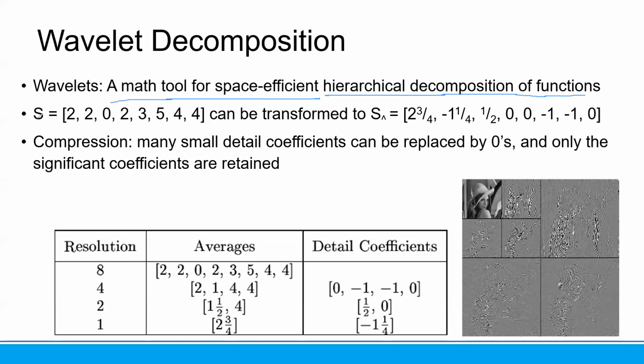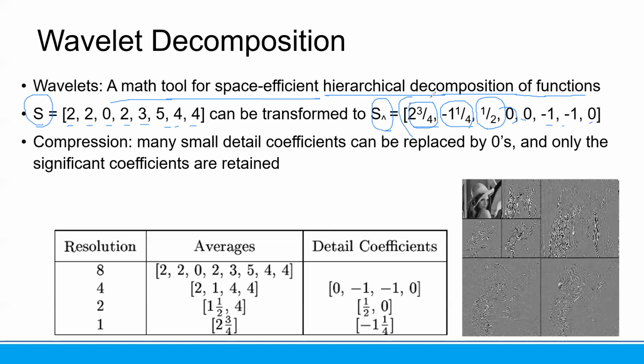Let's say I have S, a tuple with the values 2, 2, 0, 2, 3, 5, 4, 4. After we transform it with the wavelet decomposition, this is the result, the wavelet coefficients: 2 3/4, -1 1/4, 1/2, 0, 0, -1, -1, 0.